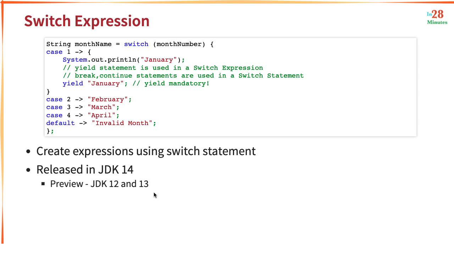JDK 14. We talked about the fact that new releases of Java are made every 6 months. And with these new releases, sometimes Java also releases features in preview. So the switch expression feature was released as preview in JDK 12 and 13 and was finalized in JDK 14. In JDK 12 and 13 also you could have tested the switch expression feature by enabling a preview flag. However, from JDK 14 it has been made a standard feature.